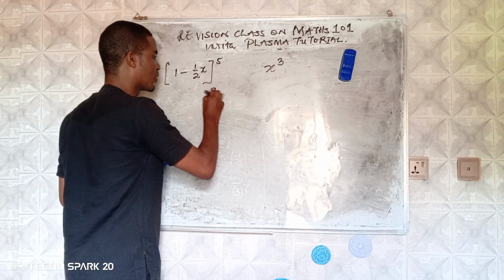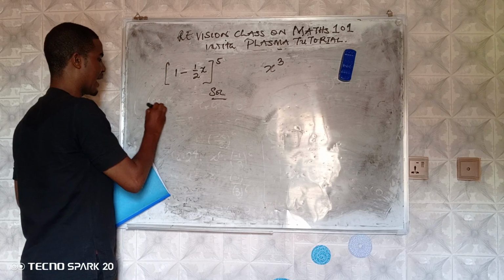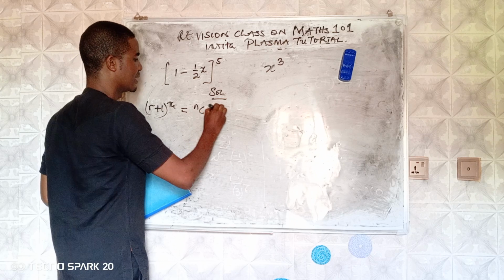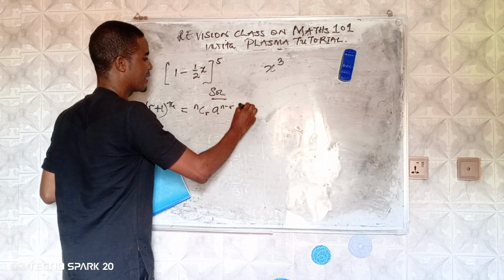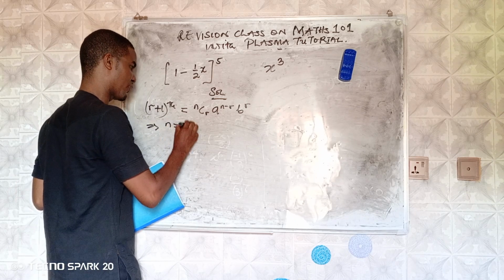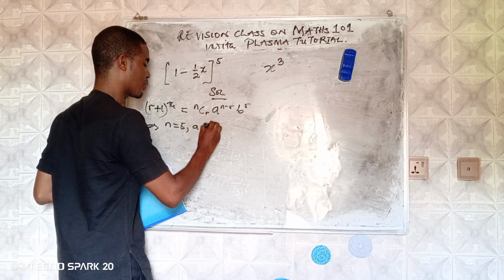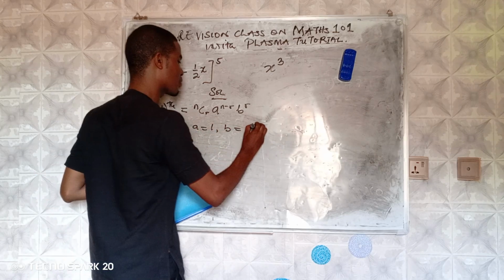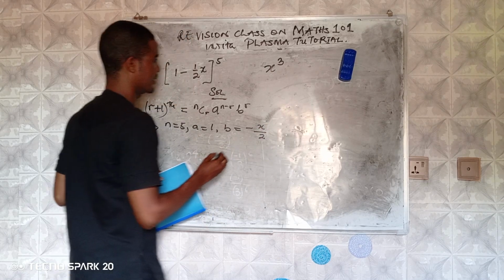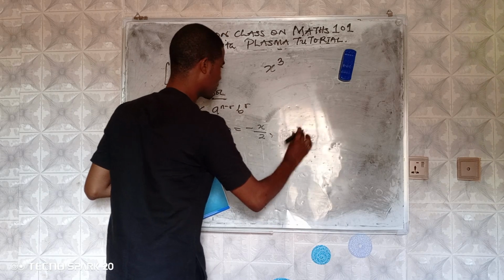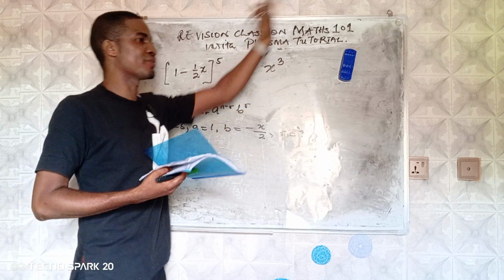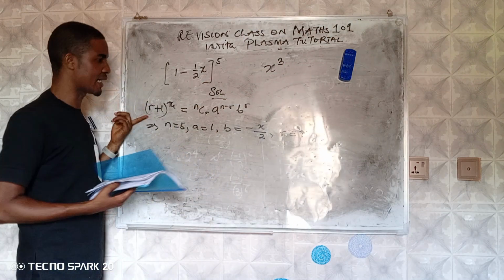So my solution still follows the same way. I'm going to be having the (r plus 1)th term equals n combined r, a raised to power n minus r, b raised to power r. So bringing out my parameters, I have that n is equal to 5, a is equal to 1, b is equal to minus x over 2. R, we don't know. Assuming they gave us the position of the term, like 7th term or 5th term, it will help us to get the value of r.